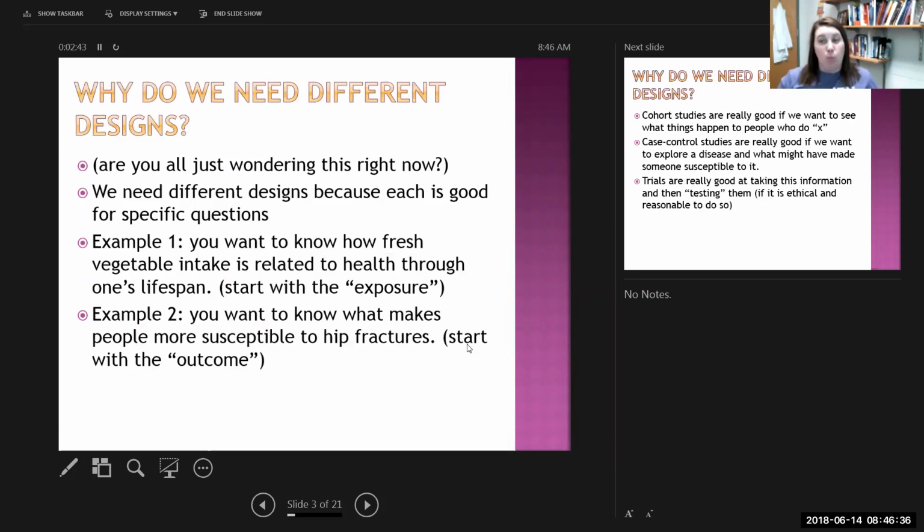So again, why do we need different designs? They help us in answering specific questions. For example, if you want to know how fresh vegetable intake is related to health throughout one's lifespan, you would start with this idea of exposure. In a second example, if you want to know what makes people more susceptible to hip fractures, you would start with the outcome being hip fractures.